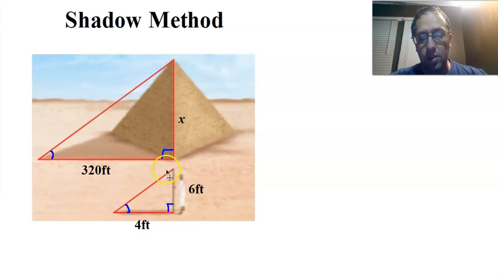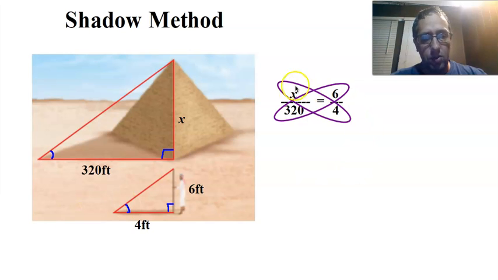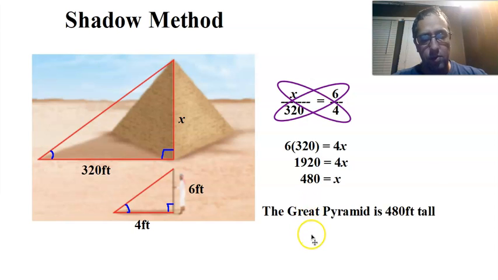He knows that his pole is 6 foot tall, and the shadow is 4 foot, and the shadow of the pyramid is 320 feet, and so he can set up a proportion for this. Right? Then use cross products here, and you have 6 times 320 equals 4x. Multiply that out, divide by 4, and we have that the Great Pyramid is 480 feet tall. All right? And this is the shadow method, and so he was able to use similar triangles and proportions to measure how tall the pyramid is, even though he couldn't measure it directly.